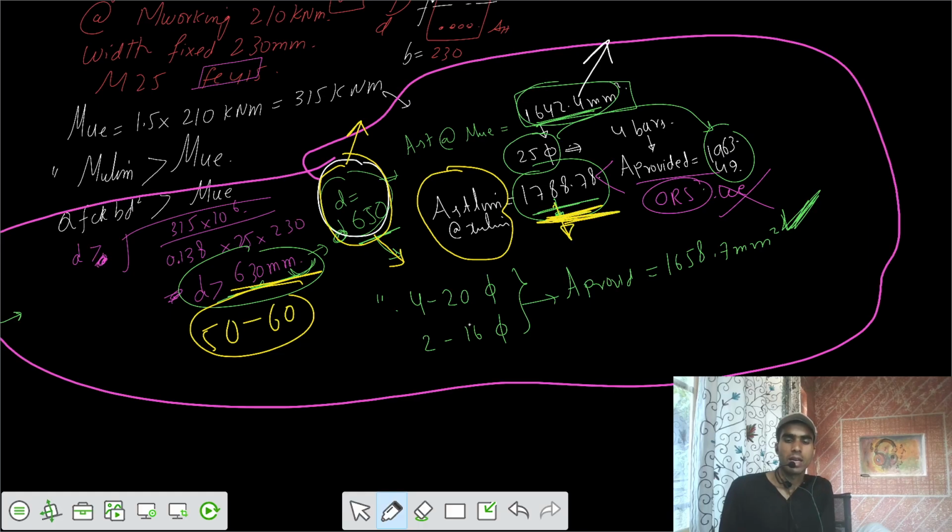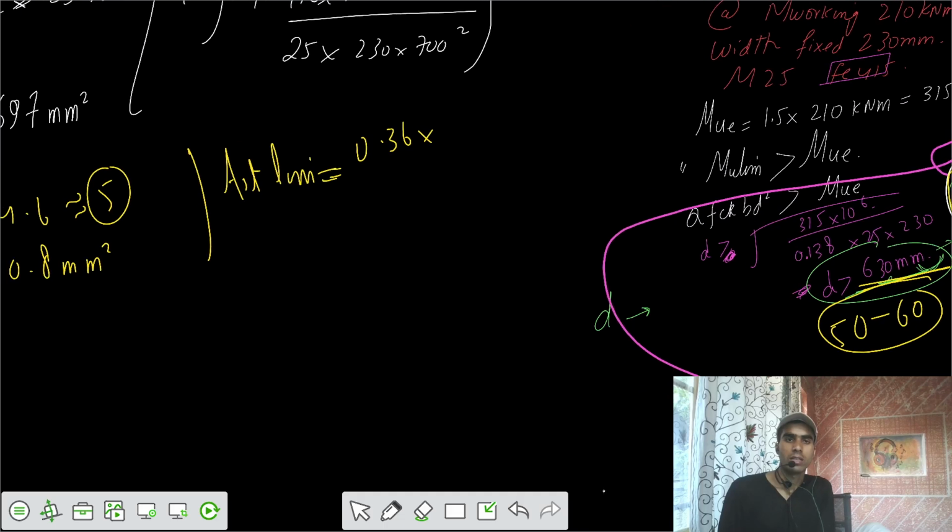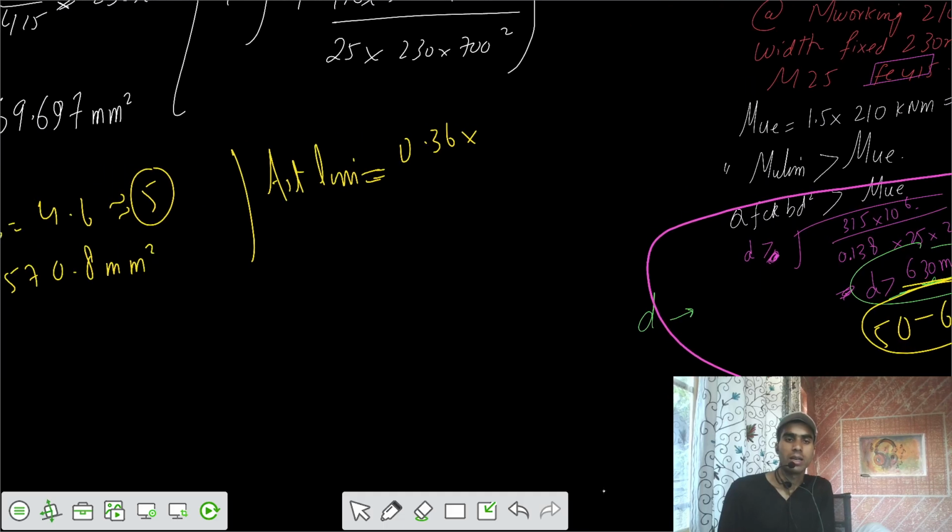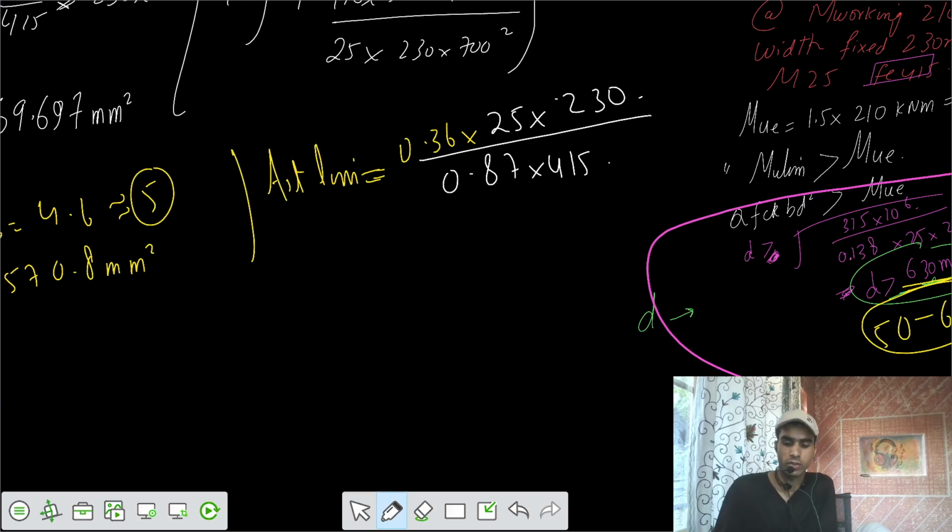You already solved that AST limiting in this case, and it was some value. It is a function of D, because AST limiting is a function of Xu limiting, and Xu limiting is a function of k times D. Because of the D, it has changed, so your AST limiting would change. That's why we are calculating that again. 0.36 fck b, the value of b was given to you, 230, divided by 0.87 fy, equals AST. This is our equation.